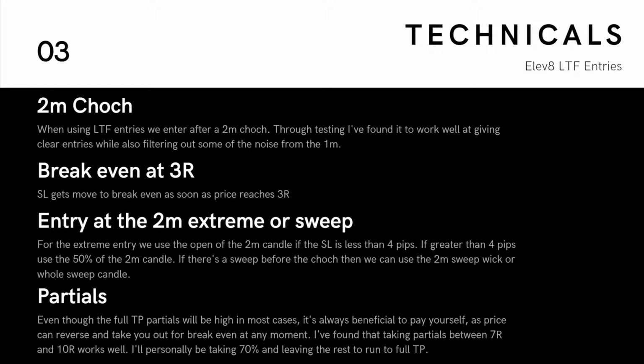And for this one, we're going to be using a rule: if the 2 minute extreme is 4 pips or below, then we use the open. If it's more than 4 pips, then we can use 50% of the 2 minute candle. And this just keeps the stop loss down, so you're never going to have a stop loss more than 4 pips most of the time.